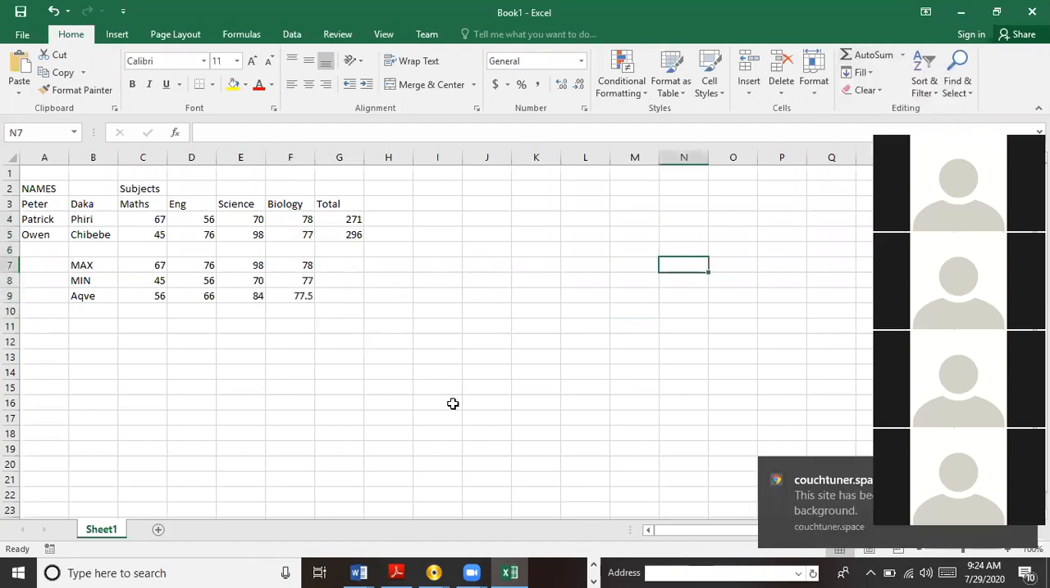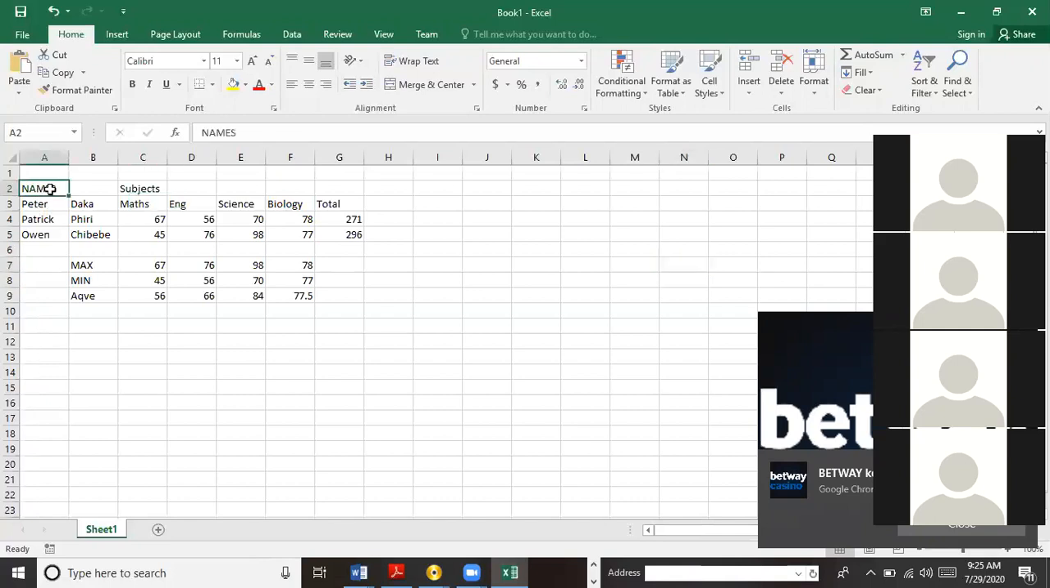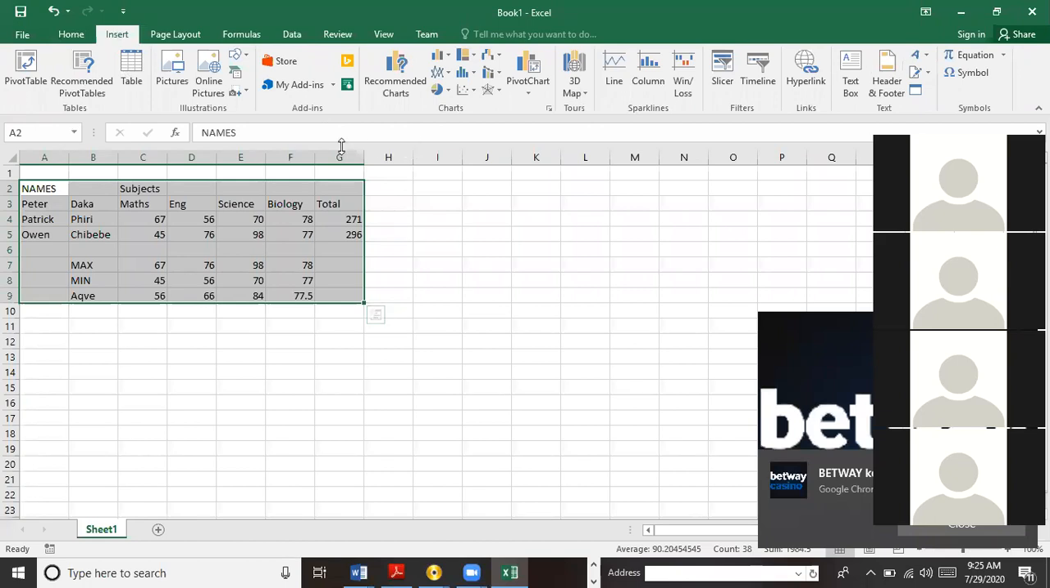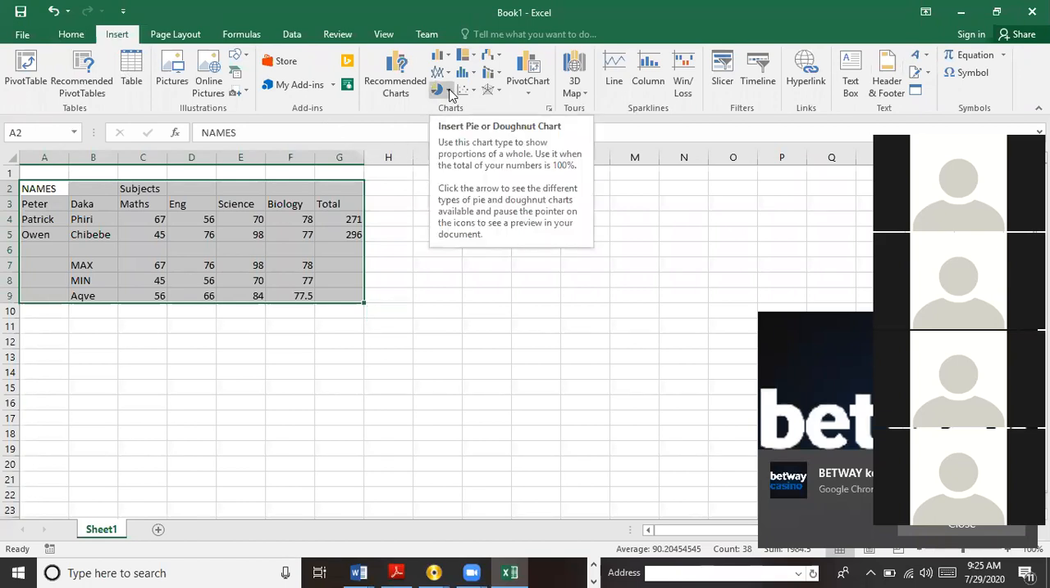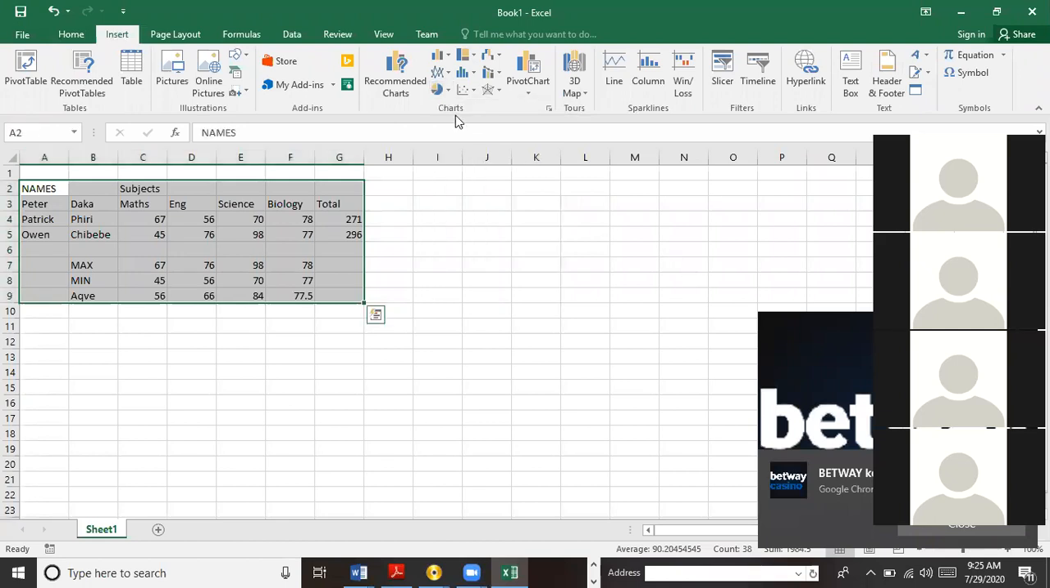The average. Okay. So the whole idea of doing this is to conclude this data in a chart. Okay. So you can select everything, highlight everything, then go to insert. You go to insert, then you look for the charts. Charts are there. You can look for a 3D if you want. Let me just look for other.